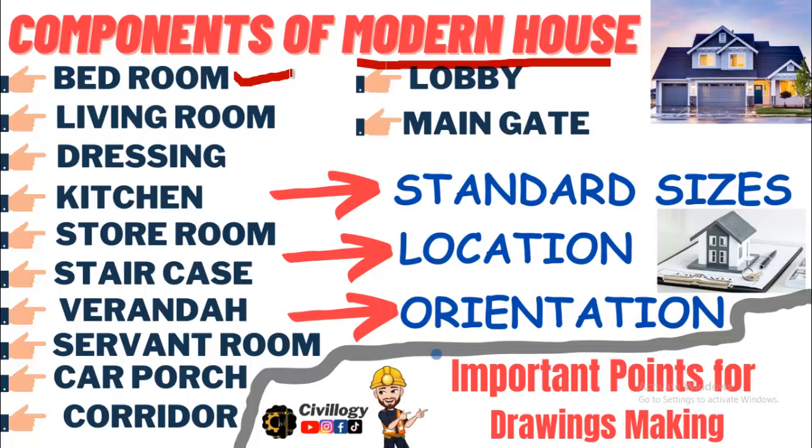So in this video we will discuss the standard sizes, location and orientation of these components. This video will be helpful in making drawings as the standard rules and dimensions, orientation and location of each component will be discussed in detail, which forms the base for drawing making. So must watch complete video so that you get enabled to make a standardized maps or drawings of a modern buildings. So let's get started.